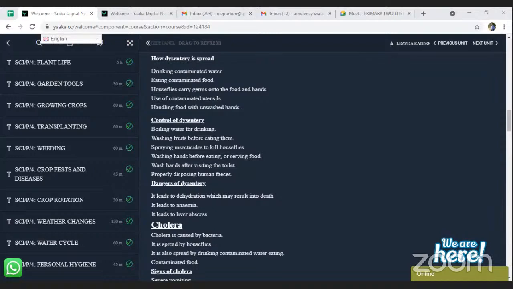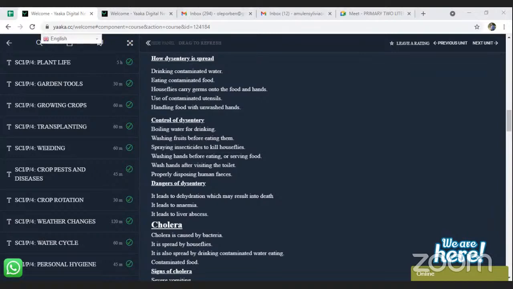Control of cholera: boil water before drinking it. Kill houseflies by spraying with insecticides. Wash hands before eating, serving or handling food. Wash hands after visiting the latrine or toilet. Cover cooked food to prevent houseflies from sitting on it.